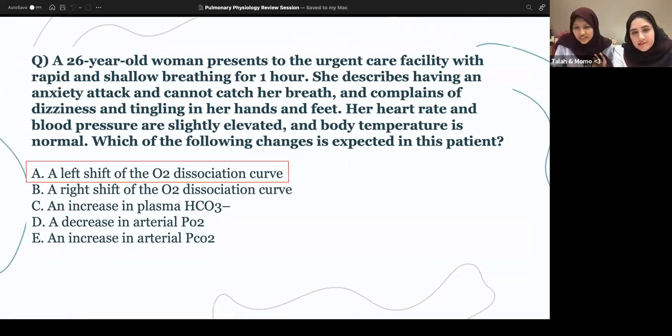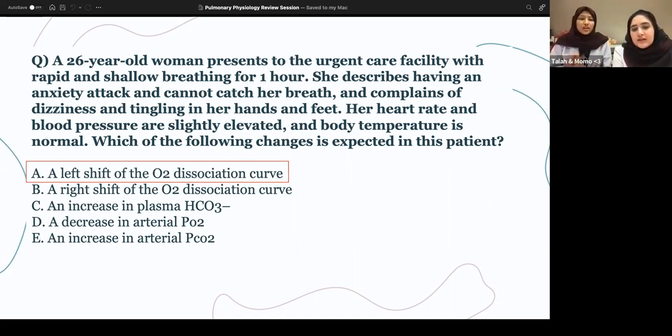Yeah, sure. Low pH shifts the curve to the left, and vice versa. Did you guys get it? A decrease in CO2 and H plus, and an increase in pH, will lead to a left shift.